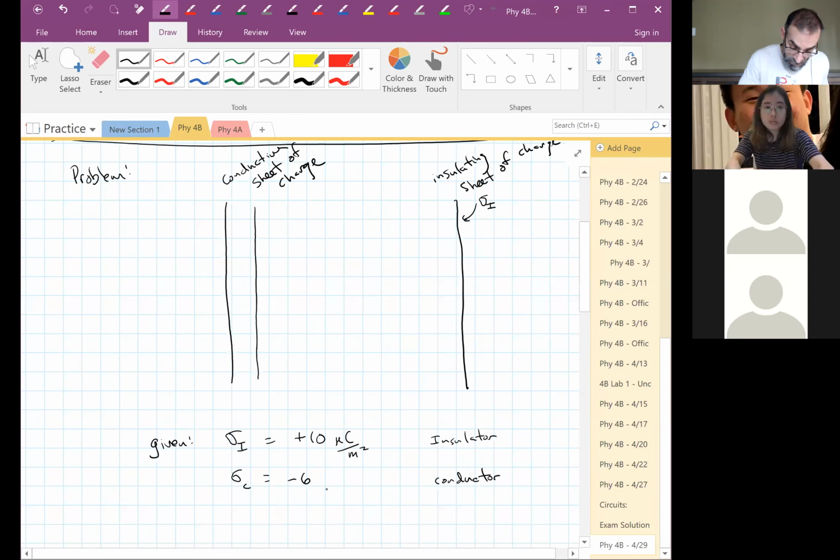-6 microcoulombs per square meter. Okay, so that means that's how much charge density we have on each face of that conductive sheet, -6, when there's no other charge around.